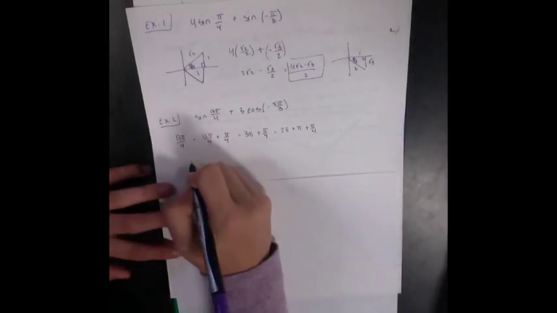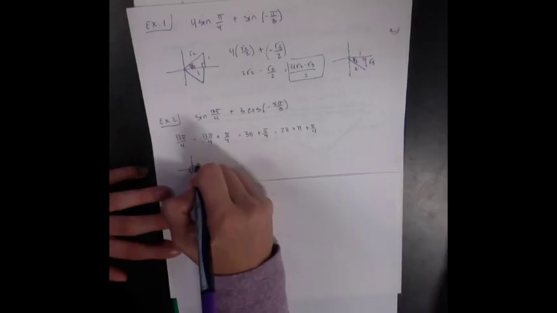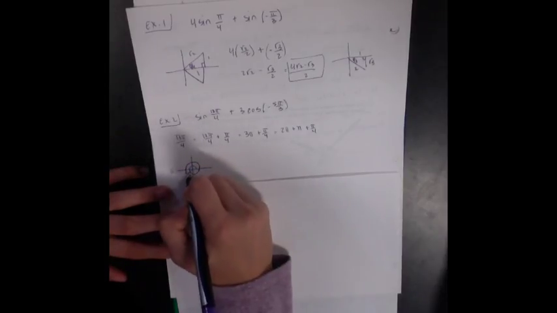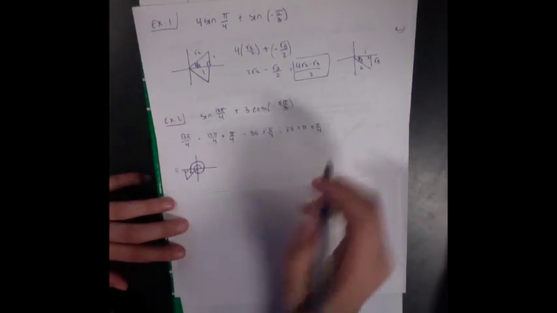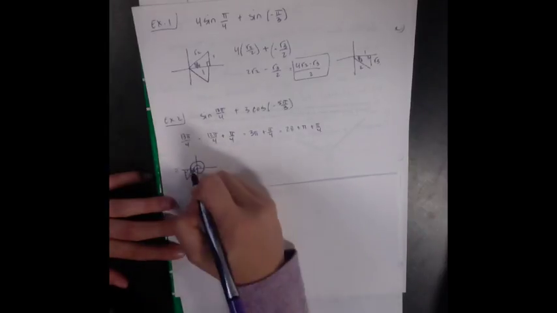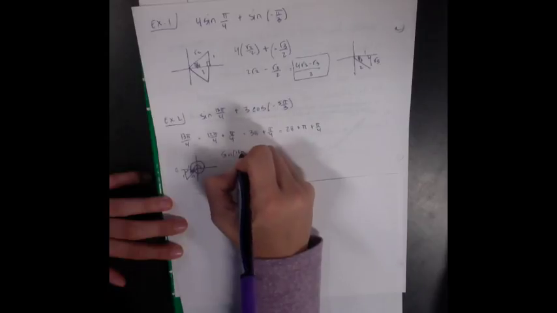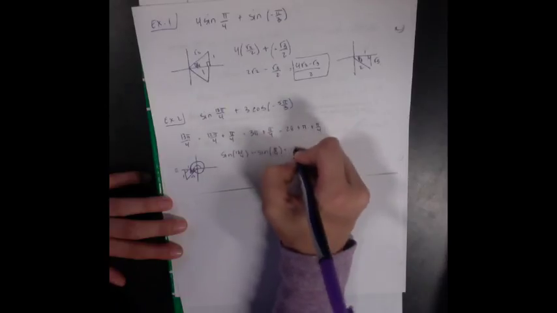So 2 pi, I've gone all the way around 2 pi. I've gone another pi, this is pi over here, and then I've got another pi over 4, which puts me in the third quadrant. Pi over 4 is 45 degrees. So again, I have 1, 1, root 2. So the sine of 13 pi over 4 is the same as the negative sine of pi over 4, which is negative root 2 over 2.